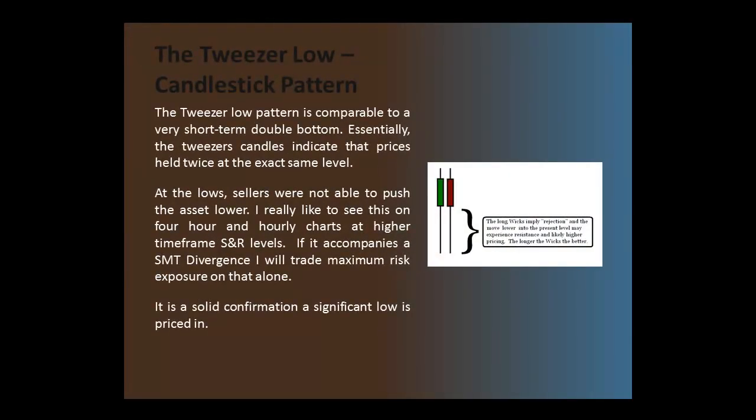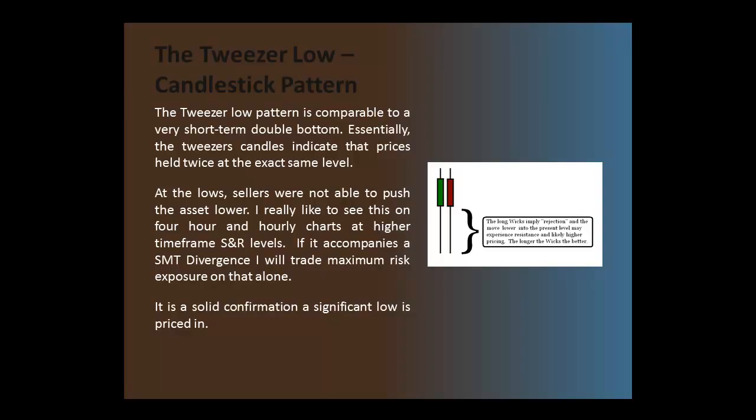The tweezer low. All right, the tweezer low pattern is comparable to a very short-term double bottom. Essentially, the tweezer candles indicate that price has held twice at exactly the same level or low. At the lows, sellers were not able to push the asset lower. I really like to see this on a 4-hour and/or hourly chart at higher time frame support or resistance levels. If it accompanies an SMT divergence, I will trade maximum risk exposure on that alone. It is a solid confirmation that a significant low is priced in.